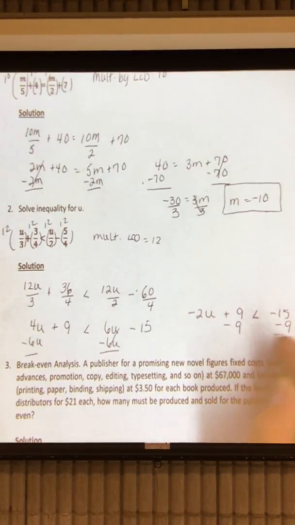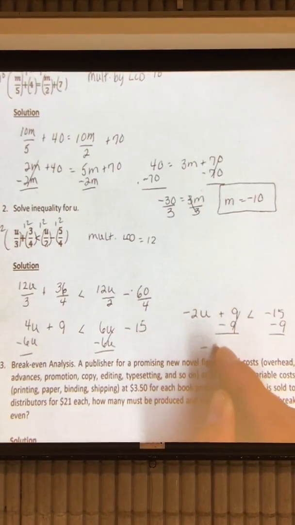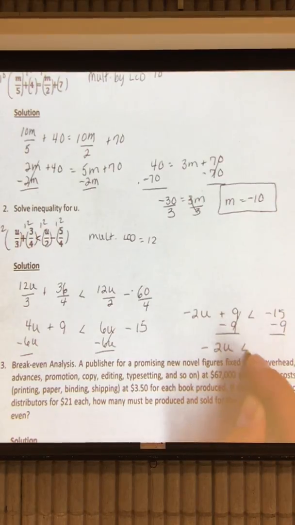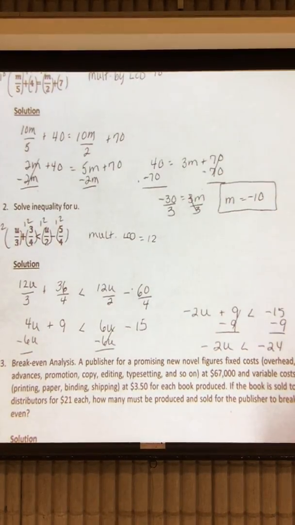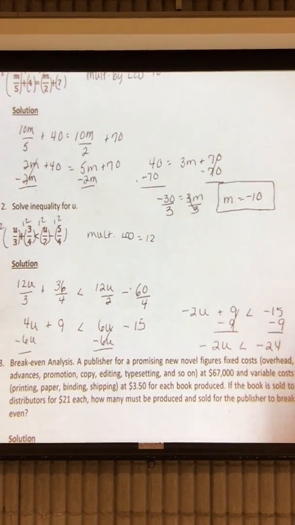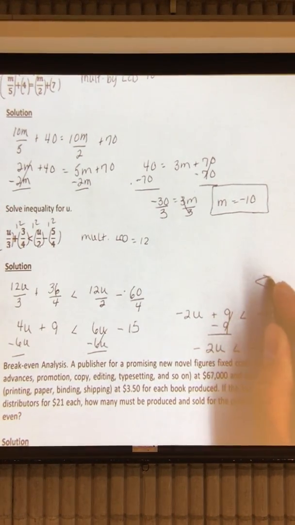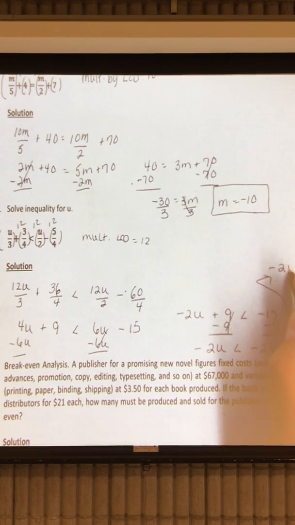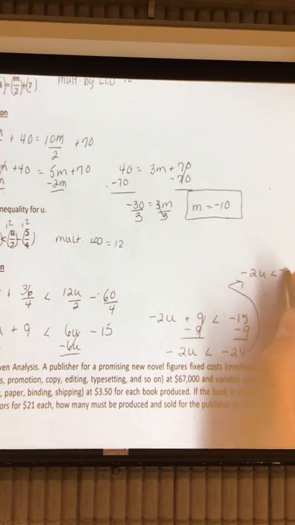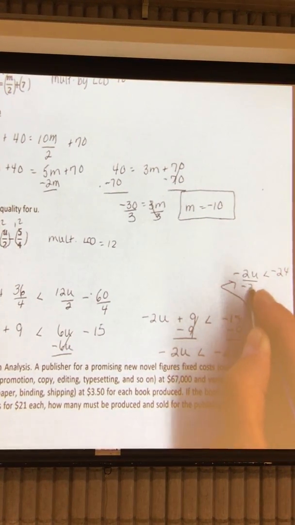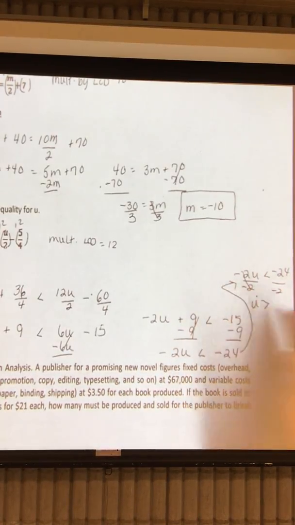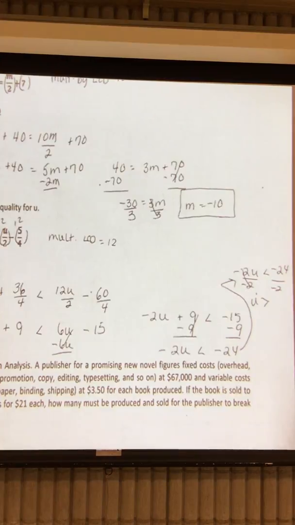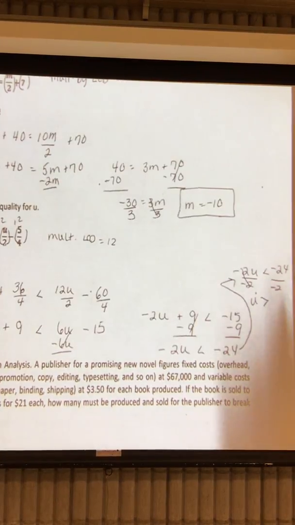Subtract 9 from both sides. We have negative 2u is less than negative 24. And dividing both sides by negative 2, we flip the inequality, because when you divide by a negative number, you flip the inequality.